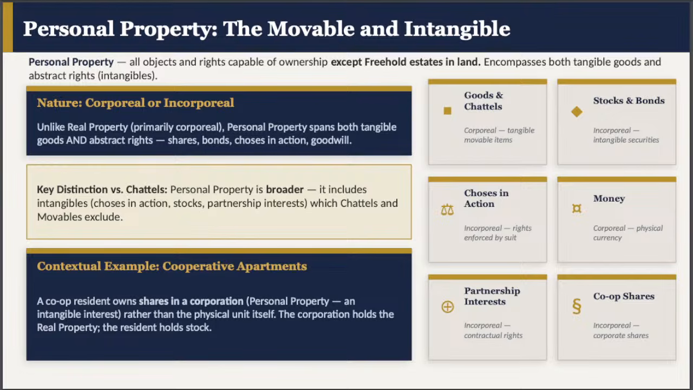So let's look at some examples here. We have goods and chattels, corporeal, tangible, movable items. Those are goods and chattels. So tangible, movable. Then we have stocks and bonds. They're incorporeal, intangible securities. Another term. Okay, then we have choses in action, which are incorporeal. They're rights enforced by suits. That's the action. And we have money, which is corporeal. It's physical currency.